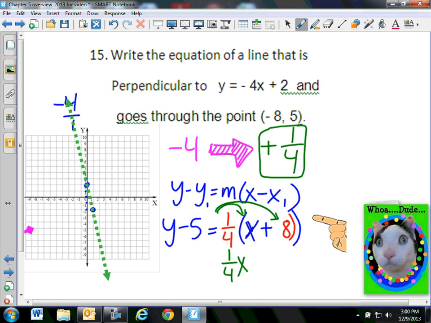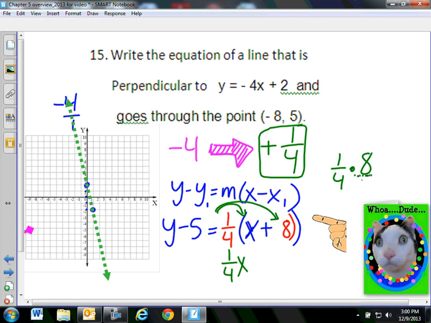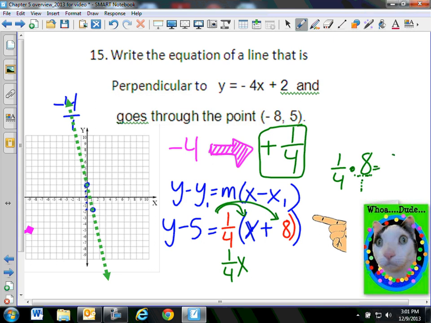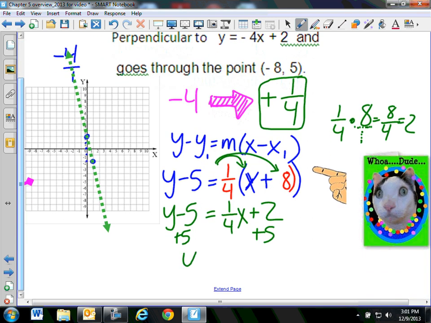What's 1/4 times 8? Let me imagine my little 1 underneath here. I'm going to get 8 over 4, which is 2. Some of you can do that in your head. If you can, you're amazing. It's the last step here. Get rid of that minus 5, so plus 5 on both sides. So my answer here, guys, is y equals 1/4 x plus 7. That's your answer.